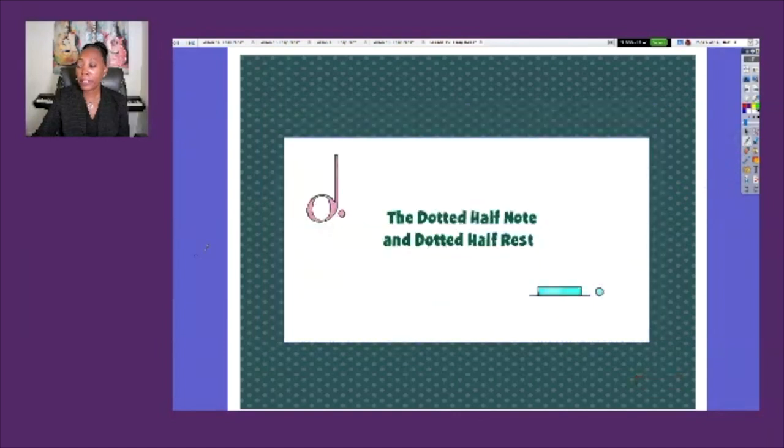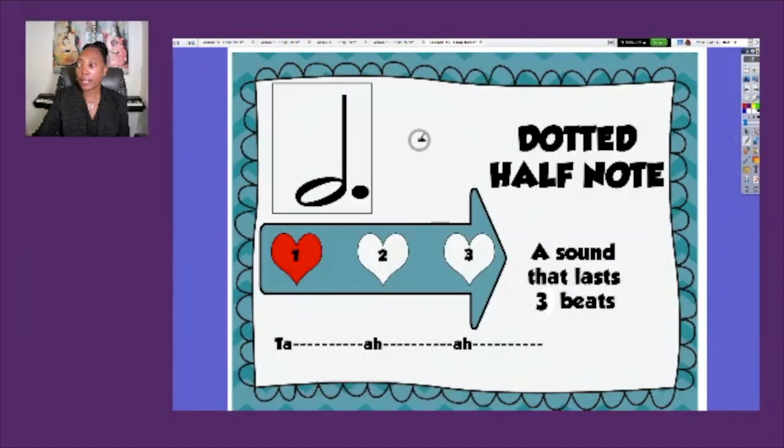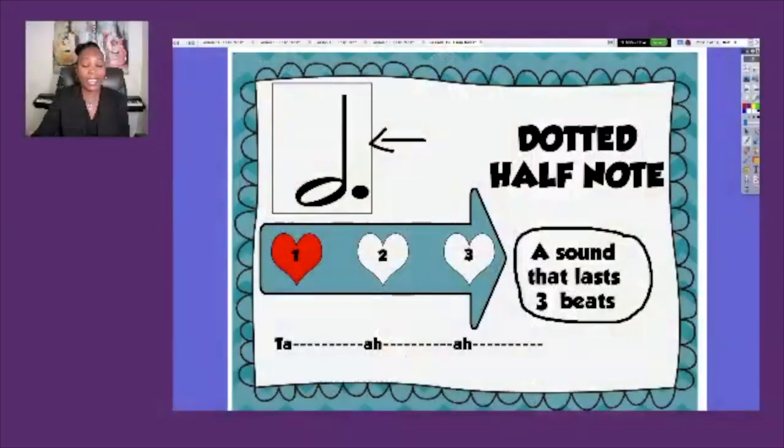Okay, so we're talking about dotted half notes and the dotted half rest. Here is our dotted half note. We have a half note and the dot, and we have 3 hearts. It's a sound that lasts for 3 beats. If I show you 3 fingers, it's going to sound like this. Ta. Let's try it again. Ta. Simple.